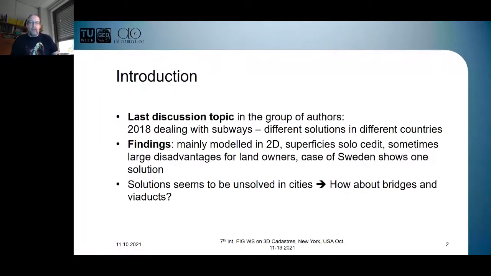The case of Sweden in that paper already showed a solution that is based on three-dimensional data, and that's actually working. So we continued this time, because we saw that the problem seemed to be unsolved in cities. We thought, okay, most cities worldwide do not have underground lines. So how about something that every city has? How about bridges? How about viaducts? We do not only have them in cities, but throughout the country. So there should be better solutions there.